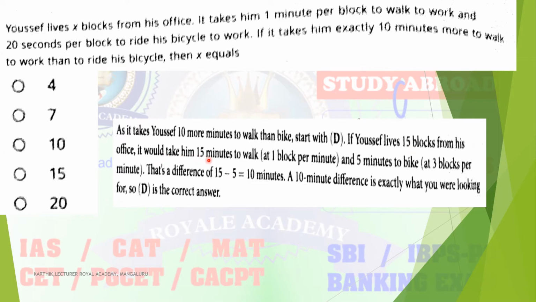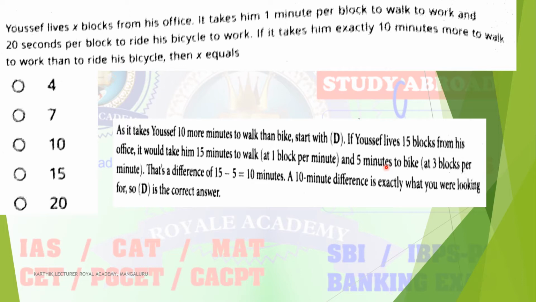If he travels by walk, he needs 1 minute per block, so 15 minutes is required for walking. And if he travels by bicycle, how many minutes are required for 15 blocks? 5 minutes is required.